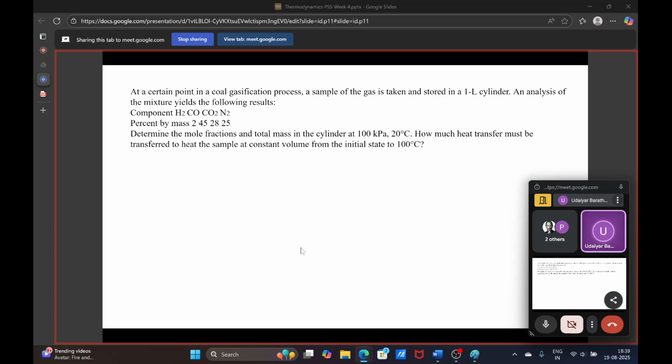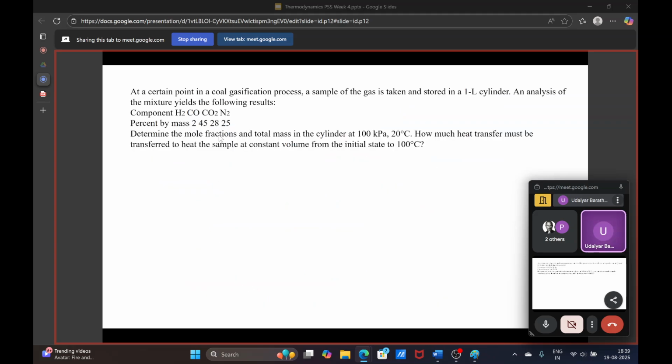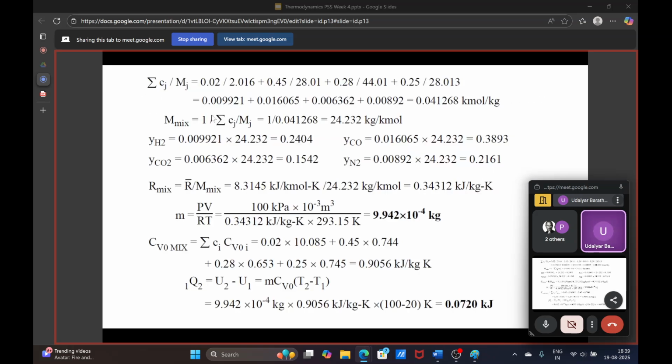So let's see how to solve this. First, just like the previous case, for each of the cases, we know the mass fraction. Assuming the total mass is 1 kg, each will have the respective mass fraction as the kgs. So H2 will have 0.02 kg, CO will have 0.45 kg, carbon dioxide 0.28 and nitrogen 0.25. And we know the individual molar masses of each of the gases, so we can estimate the number of moles.